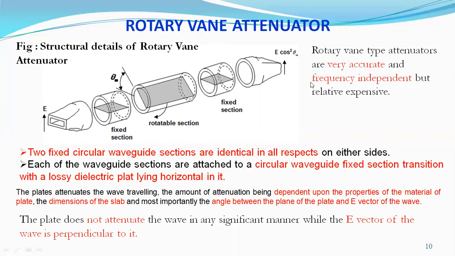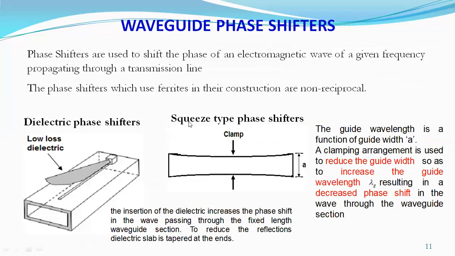The same thing you can use for the phase shifters also. Same diagram. So if you learn this, you can use it in both cases, for the rotary vane type attenuator and also for the rotary vane type phase shifter. There you can see. So now coming to the waveguide phase shifter.